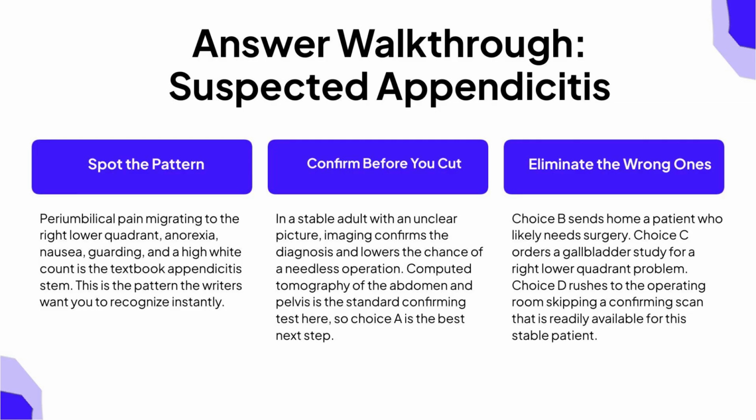Now eliminate the rest. Choice B discharges a patient who probably needs an operation, which is unsafe. Choice C orders a right upper quadrant ultrasound, which is the wrong region entirely. That is your gallbladder test. Choice D jumps straight to surgery and skips readily available imaging in a stable patient. Notice the theme: confirm with the appropriate test before the aggressive step when the patient is stable. For more appendicitis practice, work the right lower quadrant pain questions in your question bank.